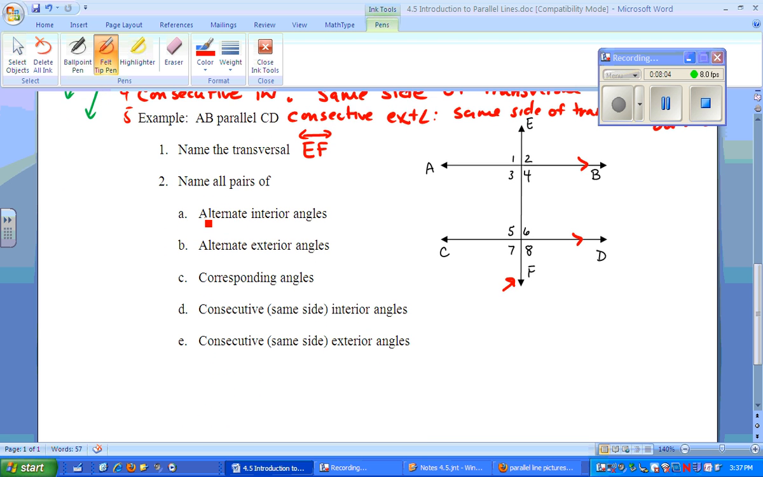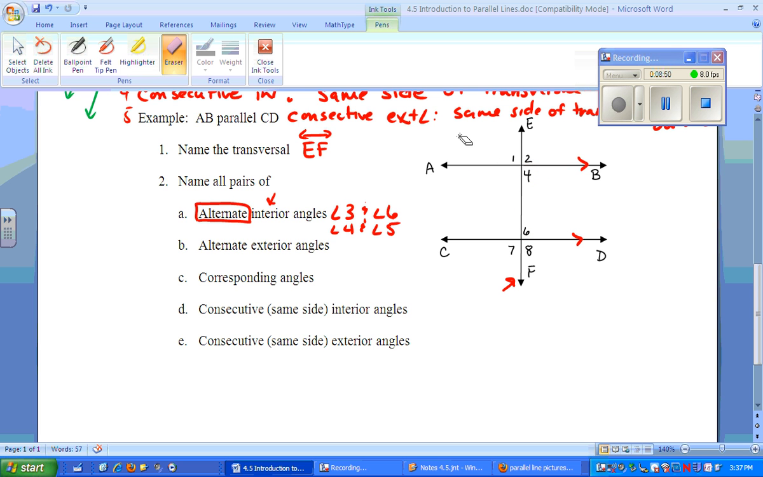Now we're going to name our angles, and it says name all the pairs. So we're going to start with alternating interior. Well, alternating meant different sides of the transversal, and interior meant inside. So let's highlight what's inside. Here's inside. Inside is all here, here and here. Now they need to be alternating. So what do we have? Ooh, 3 is inside. Its alternating partner is 6. So angle 3 and angle 6. The other set would be angle 4 and angle 5. Pretty simple, right?